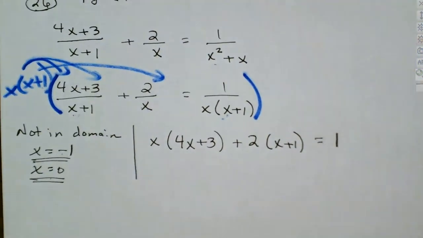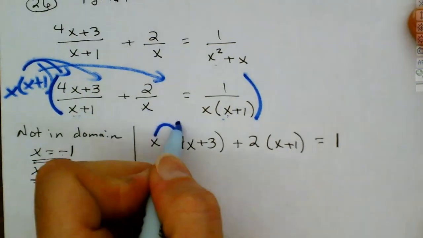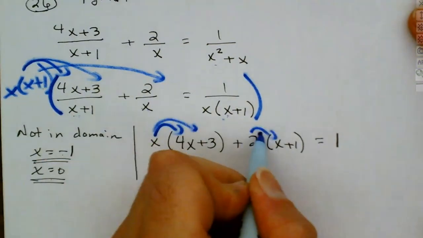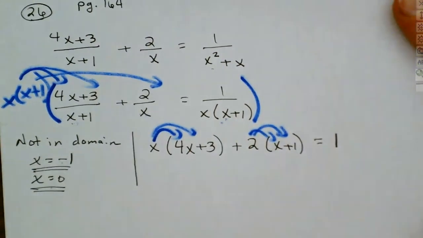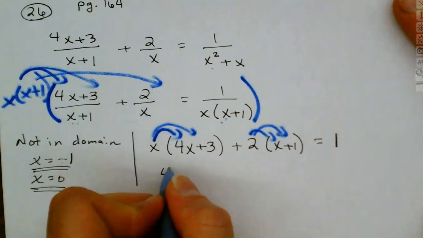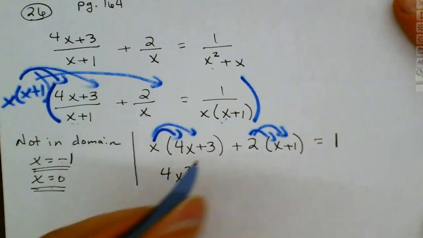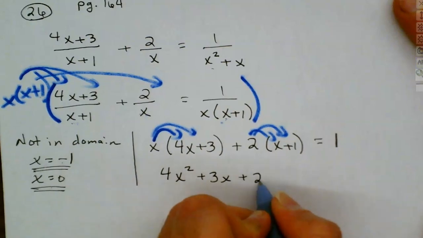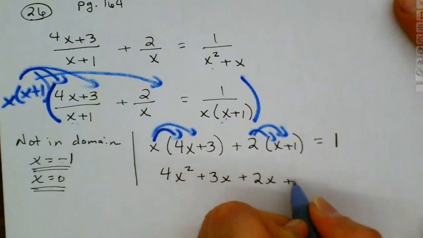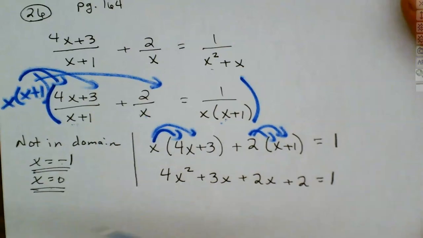This one is going to require us to factor, I believe. So we're going to distribute that x through, and the 2 through. And now we've got 4x squared plus 3x plus 2x plus 2 equals 1.